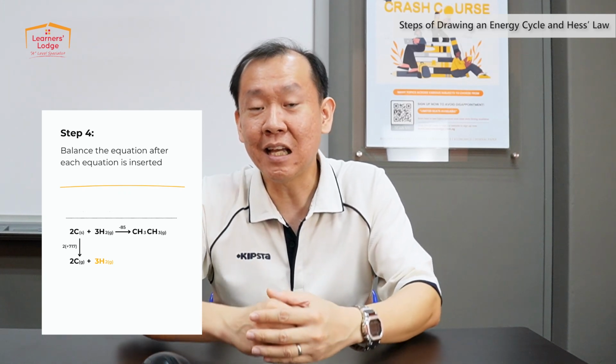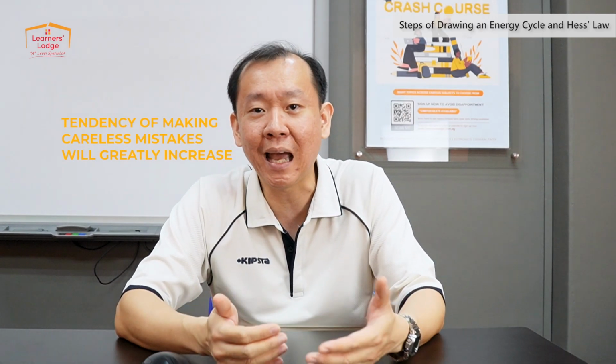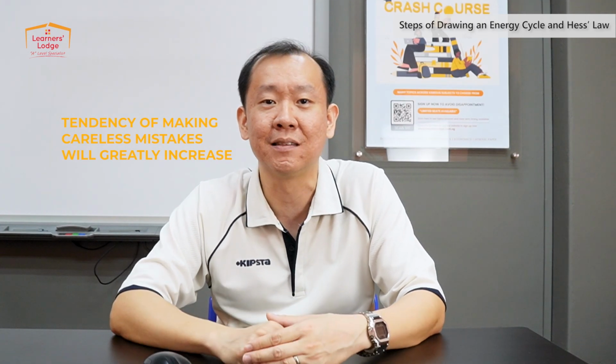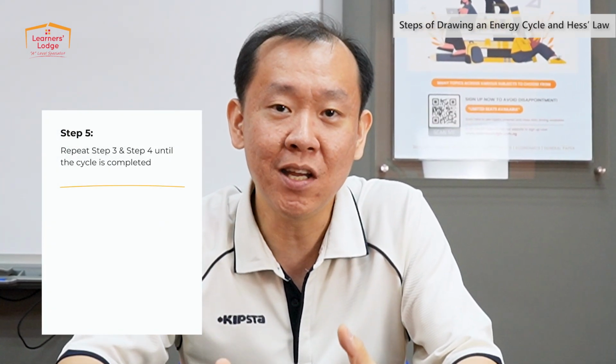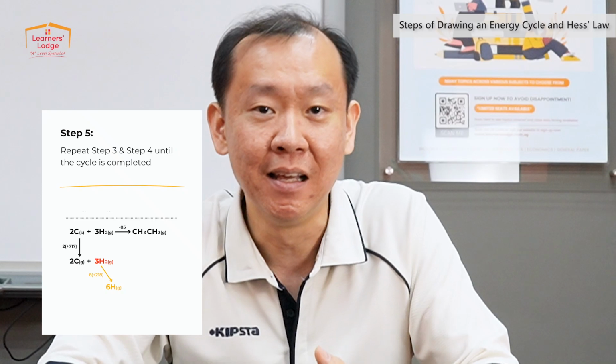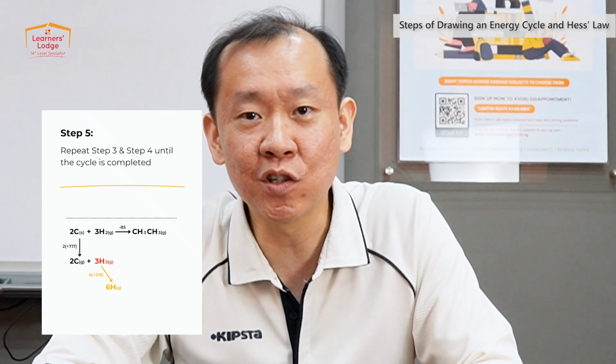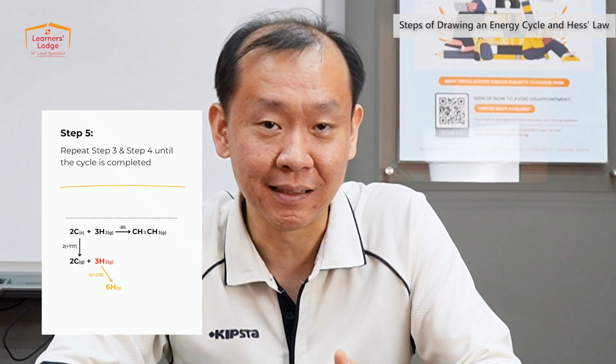And again, at this stage, many students would like to make multiple changes at the same time. I do not advise doing so because when you make multiple changes, the tendency of making careless mistakes will greatly increase. So we're going to continue and repeat steps 3 and 4. The next equation we're going to see is how we can change the H2 gas to H atom, and it will be 3 moles H2 gas to 6 moles of H atom. So the positive 218 kilojoules per mole, we will need to multiply by 6.